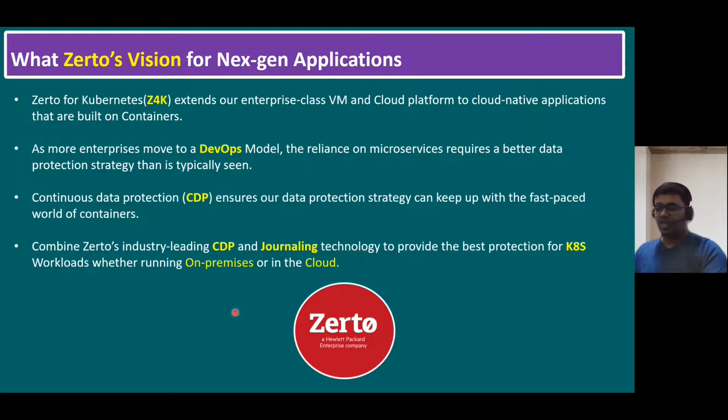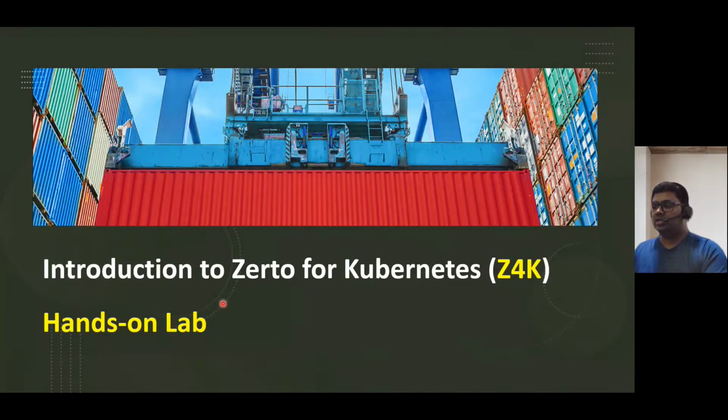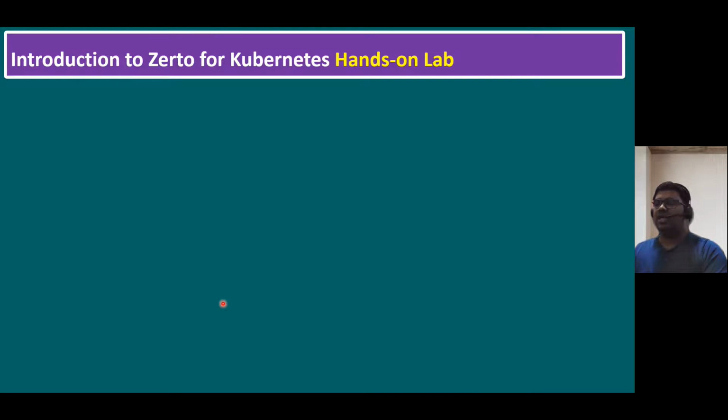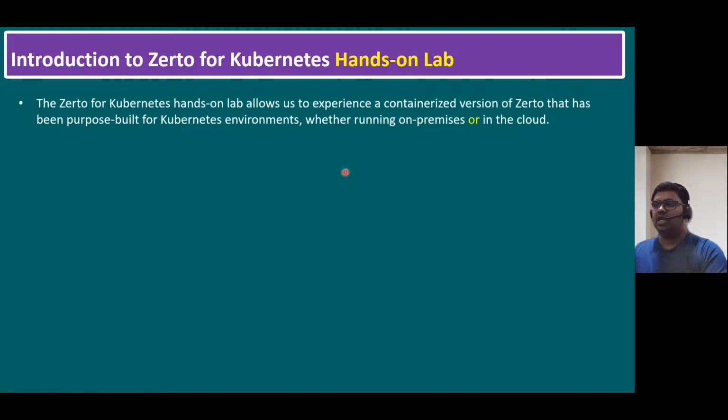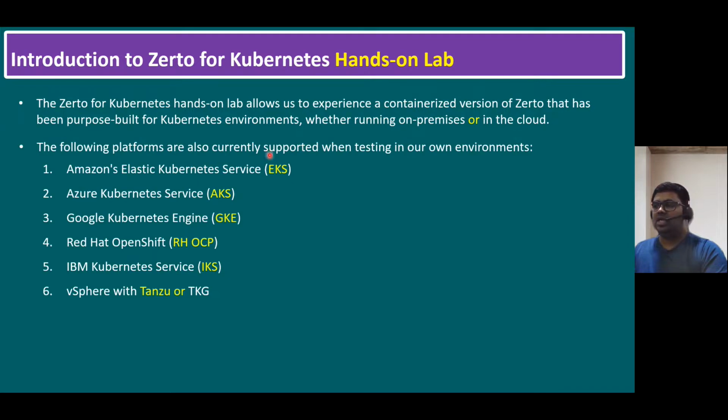Another point: an introduction to the Zerto for Kubernetes hands-on lab. If you want to do the hands-on lab, within the Zerto website we can find the hands-on lab option. When we log into the Zerto for Kubernetes hands-on lab, it mainly allows us to experience a containerized version of Zerto that has been purpose built for Kubernetes environments, whether running on premises or in the cloud. The following are currently supported when testing in our own environment.